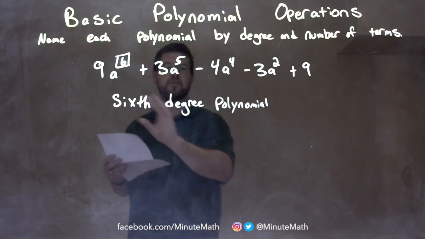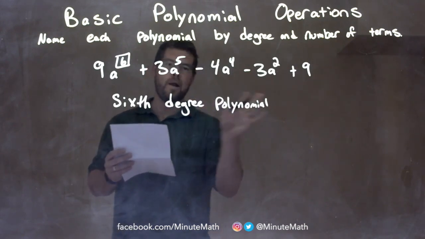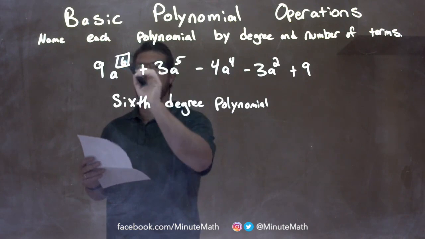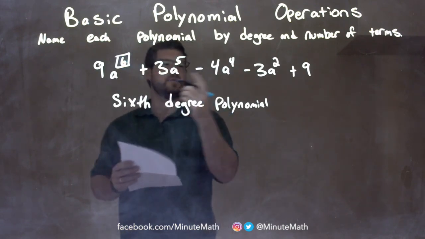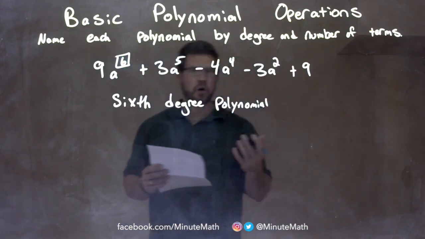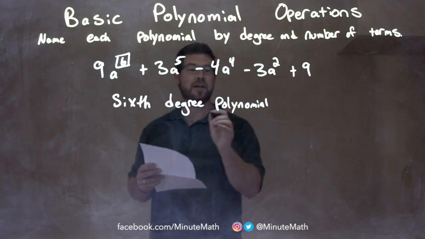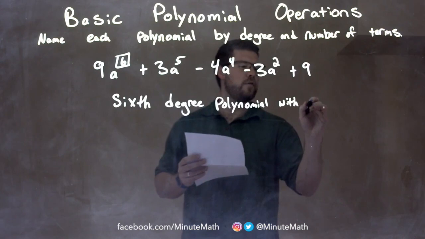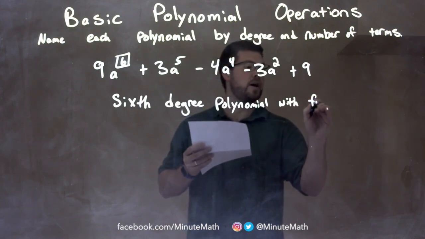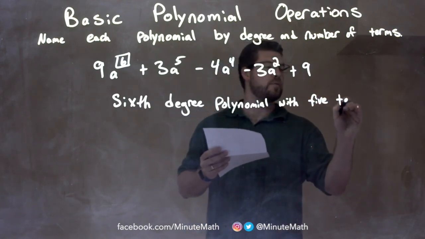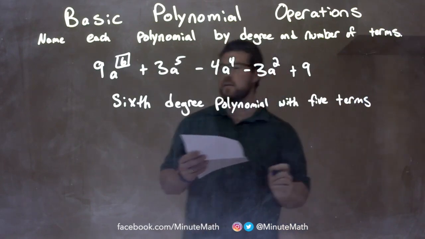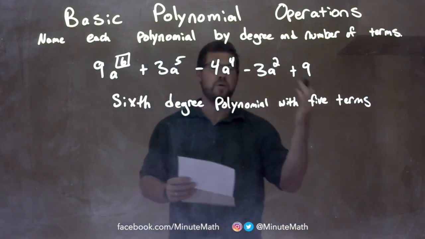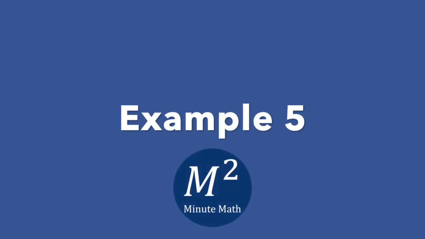So we have a 6th degree. Now, we have 1, 2, 3, 4, 5 terms. There's no special word for that, so that's just a polynomial with 5 terms. And there we have it, our final answer. We have a 6th degree polynomial with 5 terms.